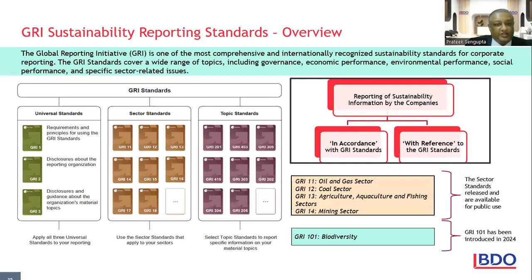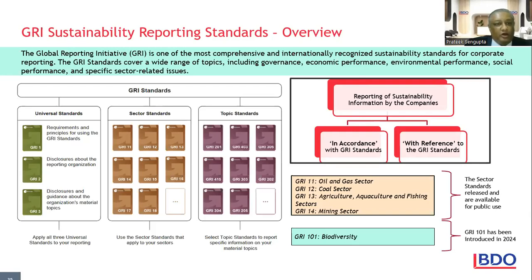So this is the GRI standard. This is a standard that we will delve into much more deeply in a subsequent session on reporting and disclosures. But just for your quick knowledge, like I mentioned before, the GRI is extremely comprehensive and includes universal standards, sector standards, and topic-specific standards. So far, it has released 4 sector-specific standards: oil and gas, coal, agriculture, aquaculture, and fishing and mining. Several more are currently under development and should be released very, very soon. This year, they've also added a new topic-specific standard, GRI 101, on biodiversity.